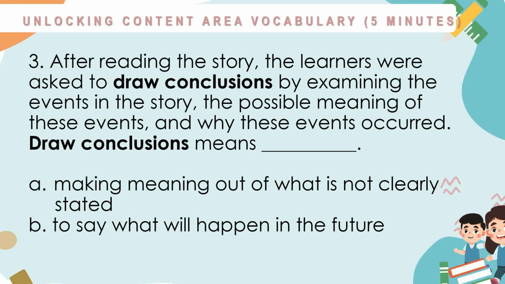Number 3. After reading the story, the learners were asked to draw conclusions by examining the events in the story, the possible meaning of these events, and why these events occurred. Draw conclusions means blank. A. Making meaning out of what is not clearly stated. B. To say what will happen in the future.